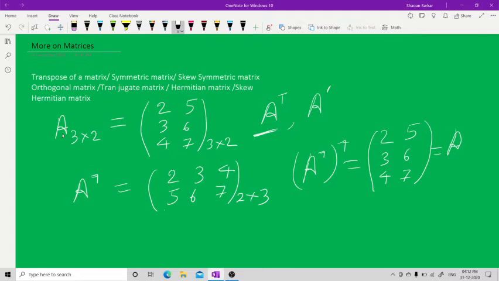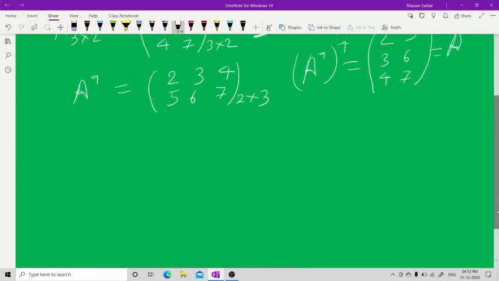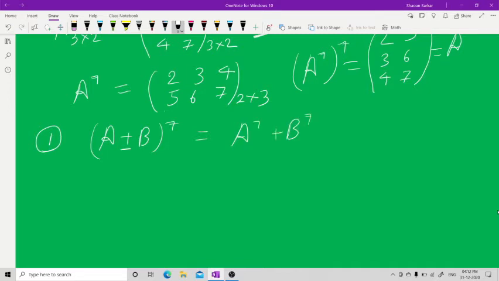Now, what are the properties of transpose? We are going to write them down and understand them. Very simple. The properties of transpose. The first property: A plus B whole transpose is equal to A transpose plus B transpose. Suppose there is a minus sign, the minus sign will come here. That's all. Second: K A whole transpose will become K A transpose. K is some number like 5, 6, 7, whatever.